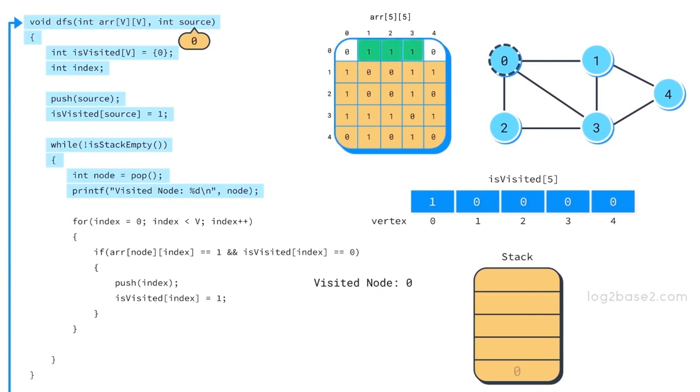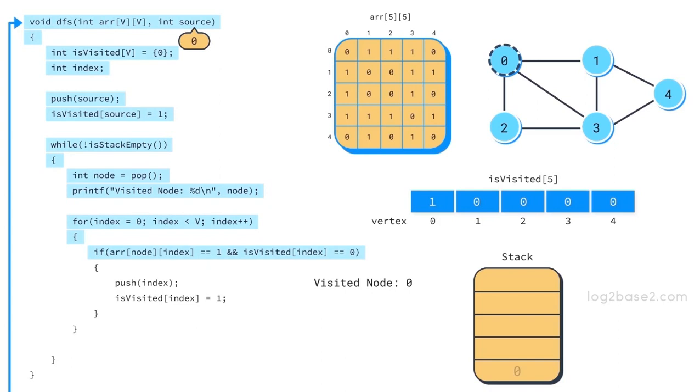So 1, 2 and 3 are neighbors of 0. So this is the logic. Use a for loop for index equal to 0, index less than v, index plus plus. In first iteration, index is equal to 0. Next we have if ARR of node index equal to 1. That is, we are checking whether index is a neighbor of node or not. And isVisited of index equal to 0. That is, checking if it is already visited.